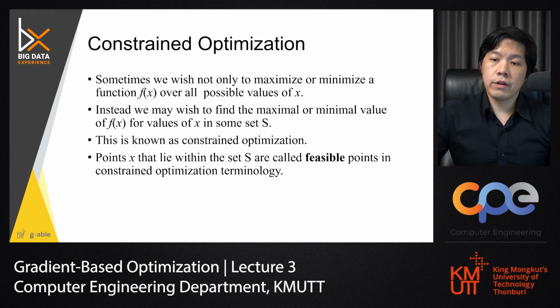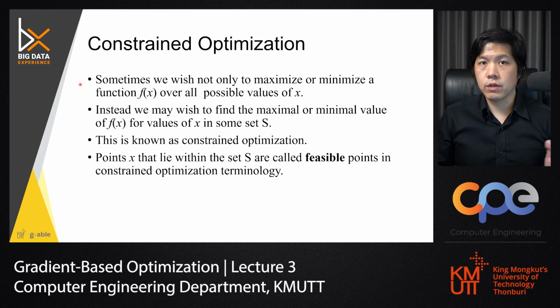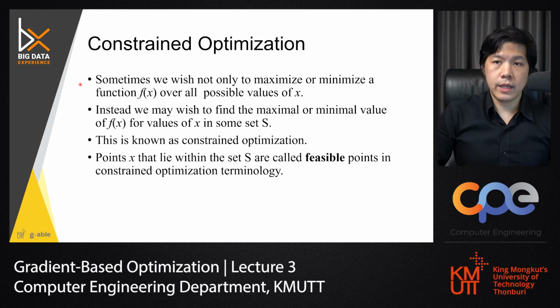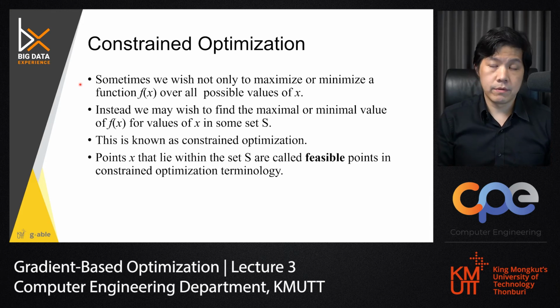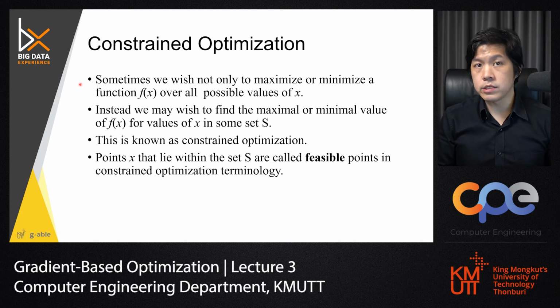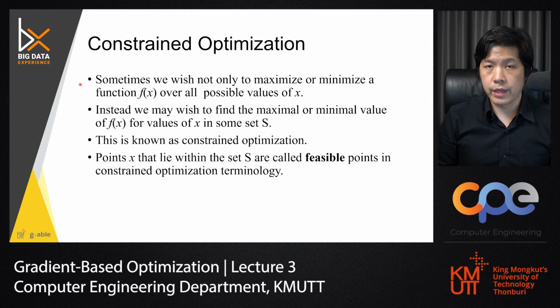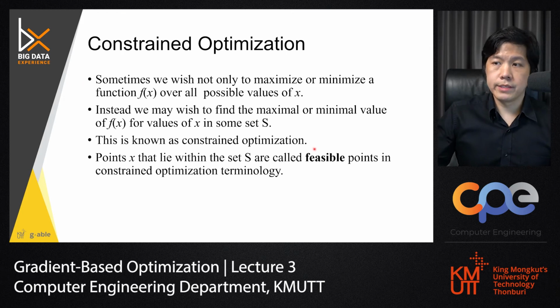Sometimes what you wish for is not just to optimize for the value of x alone, but you also have certain constraints. For example, you may say that x should be between 0 and 1, for example, because it should be a probability. Or maybe x should have a value as low as possible. So you might have additional criteria in your model. This problem is known as constraint-based optimization, or constraint optimization.